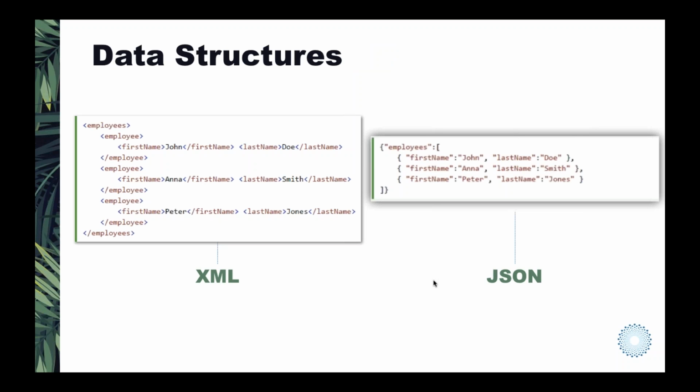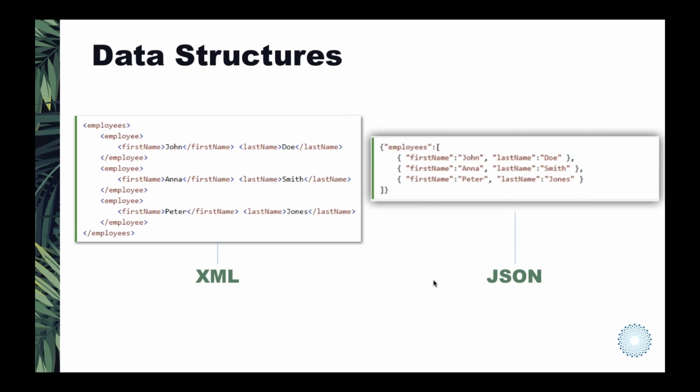So you're probably all familiar with the data structures. Bottom left, we have a typical XML data structure, which is quite easy to read. But more and more we're seeing people move to the JSON method of data structure, which is the example on the right-hand side of the screen. Both are equally as good.